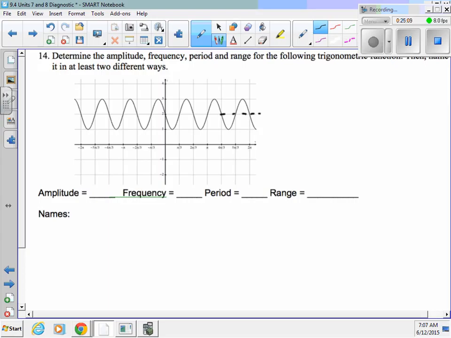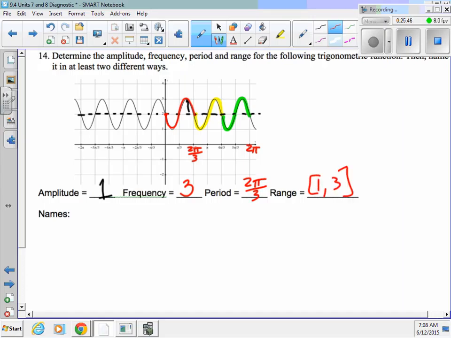All right, so here's my thing. My midline is here. So I'm looking above the midline, seeing how high the wave goes. Amplitude is 1. Frequency is the number of times that you're seeing the graph happen in 2 pi. So here's one cycle, here's another cycle, here's another cycle. So I'm seeing 3 cycles in 2 pi. And my period is how long it takes to see one cycle, which happens, that red cycle happens in 2 pi over 3 on the x-axis. The range here would be from 1 to 3.